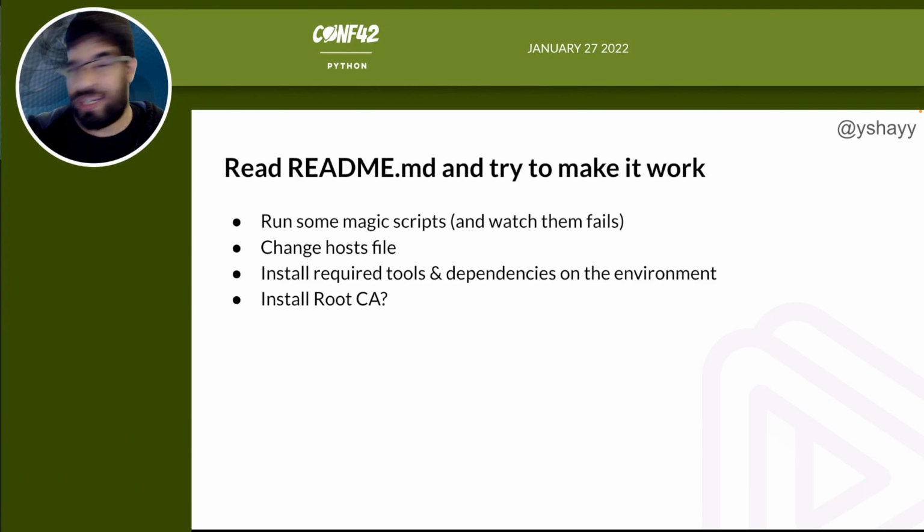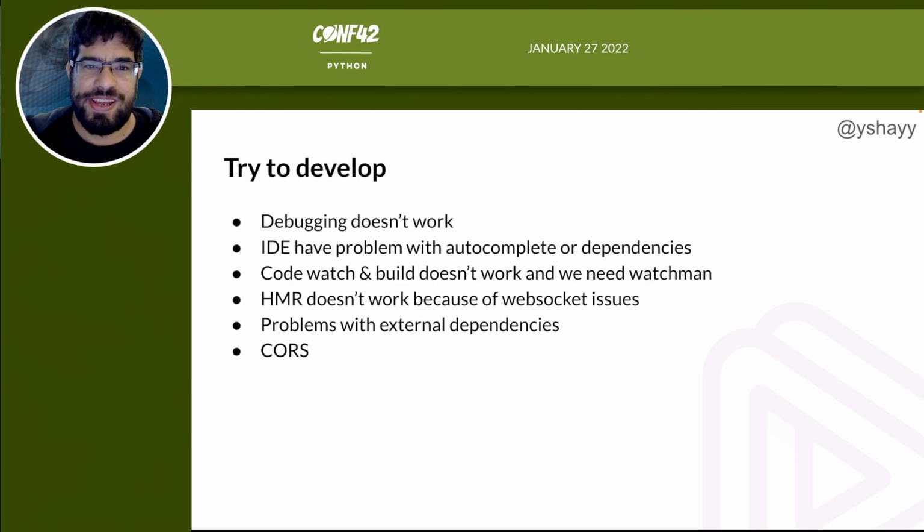We try to read the README. And then in the README, it says that we need to run some magic scripts, maybe change the host file if it's a really complex project. We need to install tools and dependencies on the environment, such as databases. Maybe install a root CA. I hope you don't have this problem, but that's certainly not fun. And okay, we build it and we run it, but now we try to develop.